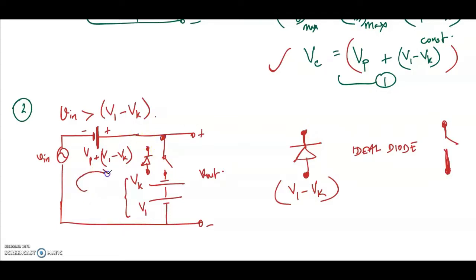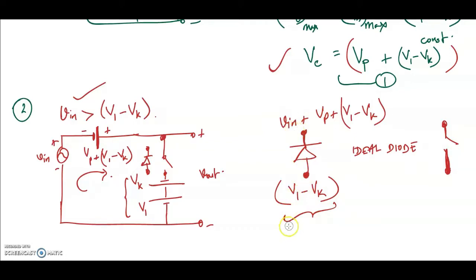What is the voltage at the N side of the diode at this point? Let me say that it is a positive half cycle. Since Vin is greater than V1 minus Vk, let's say that it is the plus minus symbol. So it will be Vin plus, yes, Vp plus V1 minus Vk. What do you think about this voltage? This is definitely a voltage that is greater than V1 minus Vk.